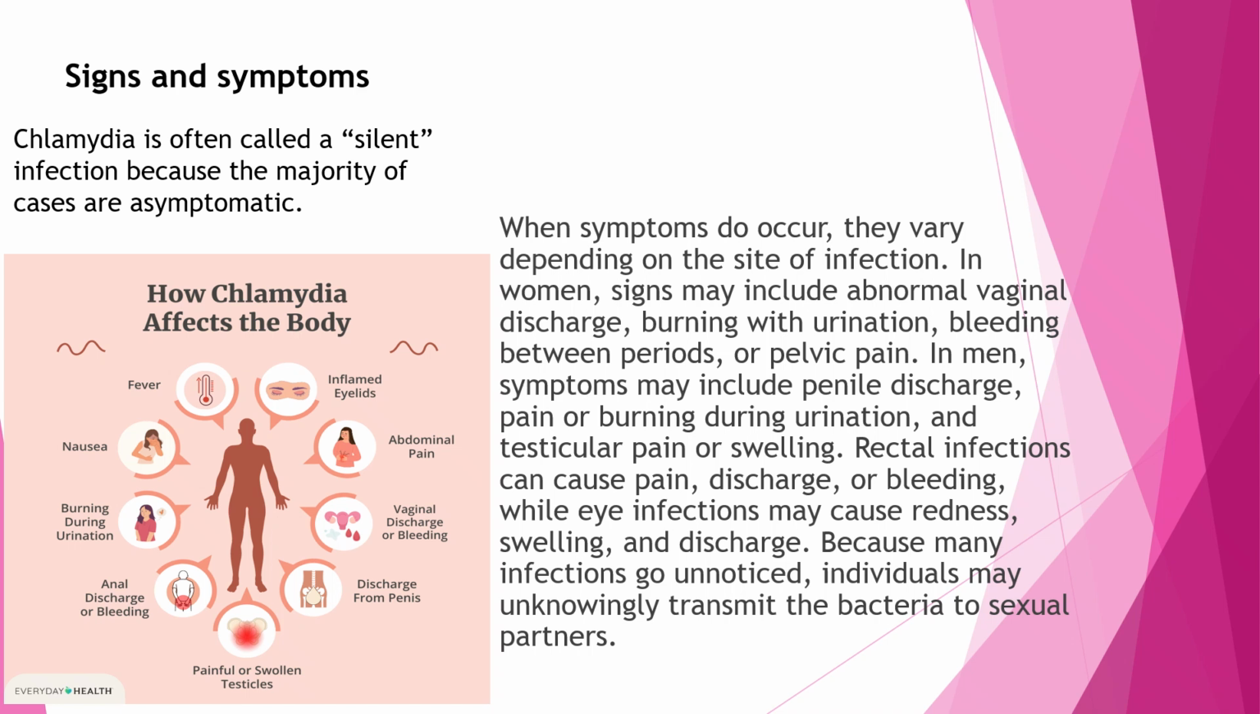So in women, signs may include abnormal vaginal discharge, burning with urination, bleeding between periods, or pelvic pain. In men, symptoms may include penile discharge, pain or burning during urination, and testicular pain or swelling. Rectal infections can cause pain, discharge, or bleeding, while eye infections may cause redness, swelling, and discharge. Because many infections go unnoticed, individuals may unknowingly transmit the bacteria to their sexual partners.